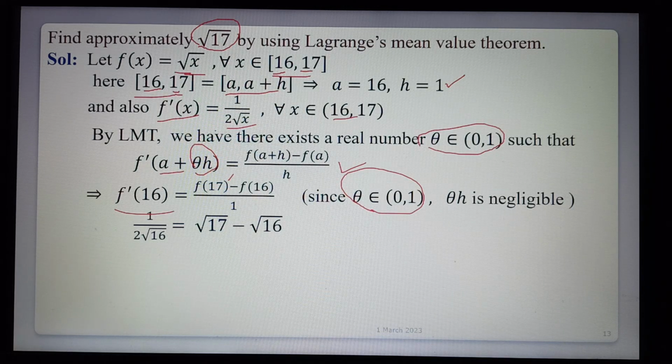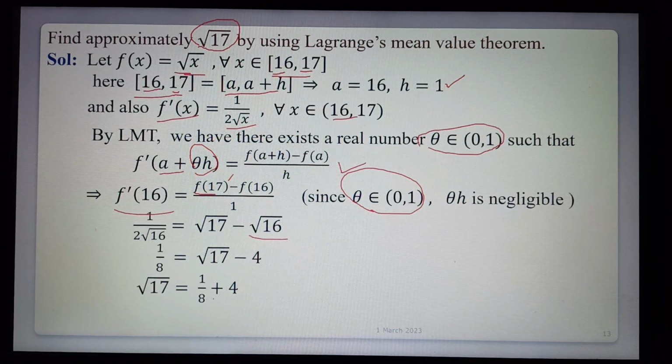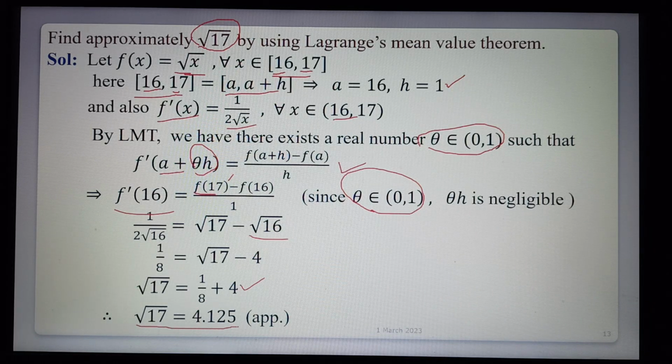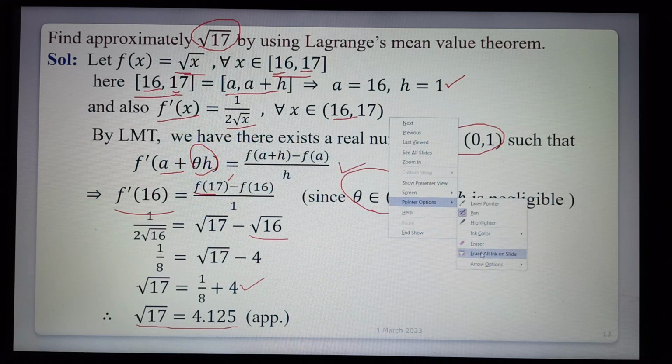So f dash of 16 means 1 by 2 root 16, is equal to f of 17, which is root 17, minus f of 16, which is root 16. So 1 by 8, since 2 into 4, is equal to root 17 minus 4. Therefore root 17 is equal to 1 by 8 plus 4. Simplification gives 4.125. So the value of root 17 is 4.125. This is the approximate value of root 17 using the mean value theorem.